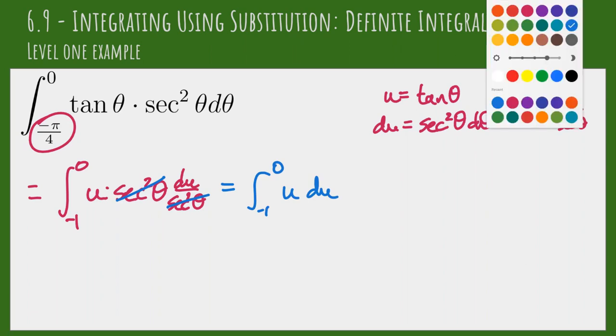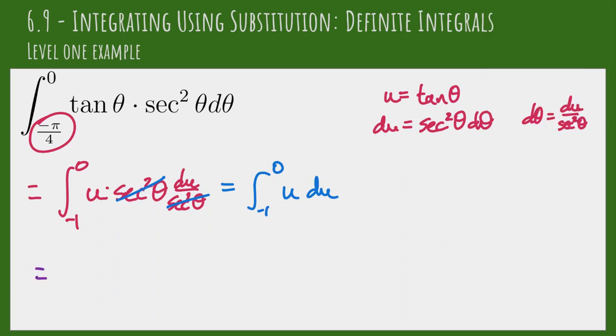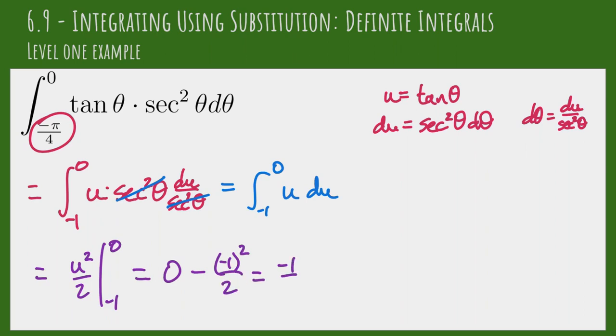Then we take the antiderivative. So that's going to be u squared over 2. That's the antiderivative of u. We're evaluating that from negative 1 to 0. Plug 0 in. Plug negative 1 in. And we get negative 1/2.